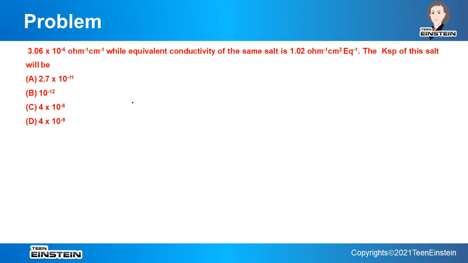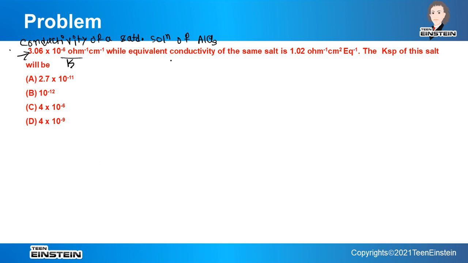In this problem, what information is given? 3.06 times 10 to the power minus 6 ohm inverse centimeter inverse. Sorry, it's not fully mentioned. It is the conductivity of a saturated solution of an aluminium chloride type of salt. That value is 3.06, I missed it. From the unit also you can understand that this is conductivity. Conductivity means specific conductance, kappa. Kappa is given.